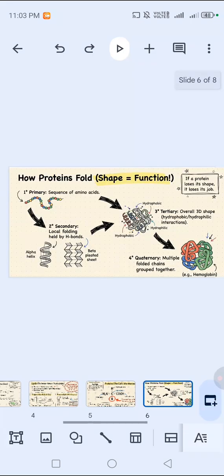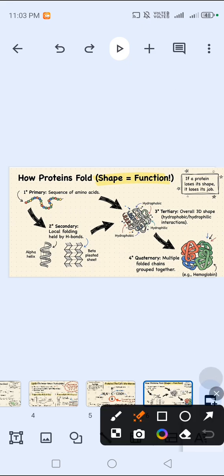So another thing, how proteins fold. Shape is equal to function. This is the main thing. If shape is maintained, there will be normal function. If the protein loses its shape, it loses its job, it can't function anymore.